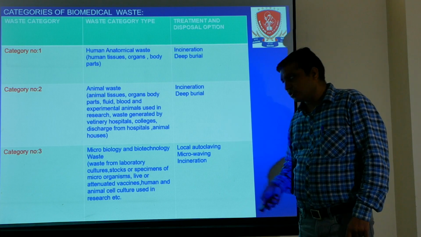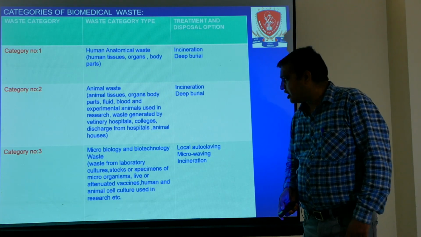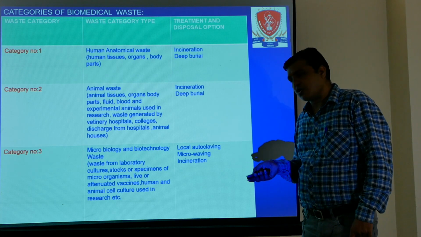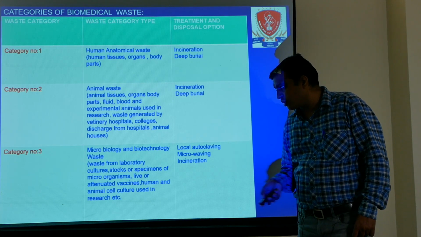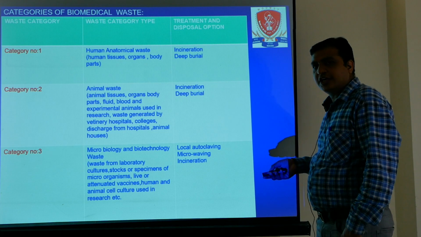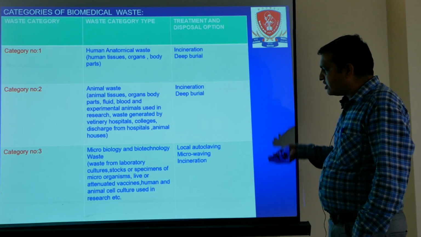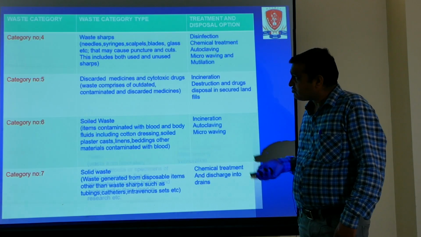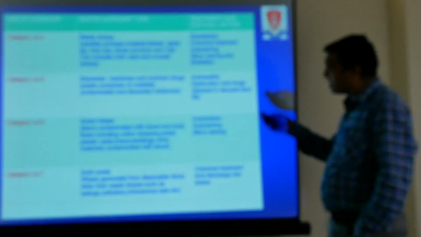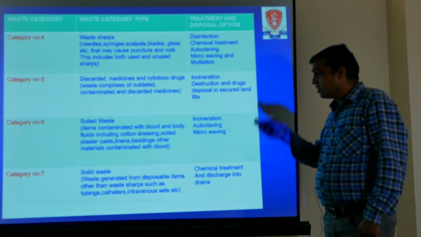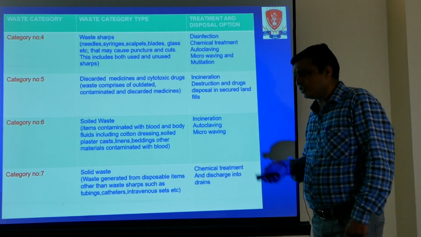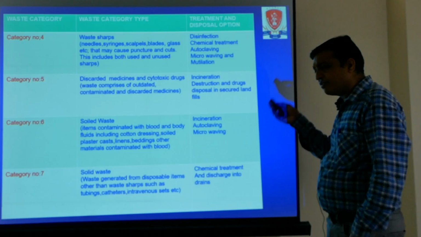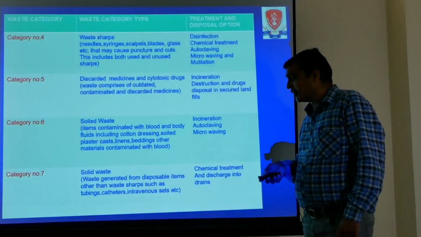Category number 3 is microbiological and biotechnological waste: waste from laboratory cultures, stocks, specimens of microorganisms, and live attenuated or killed vaccines. Treatment is local autoclaving, microwaving, and incineration. Category number 4, waste sharps: needles, syringes, scalpels, blades. Treatment is chemical disinfection, autoclaving, microwaving, and then mutilation.